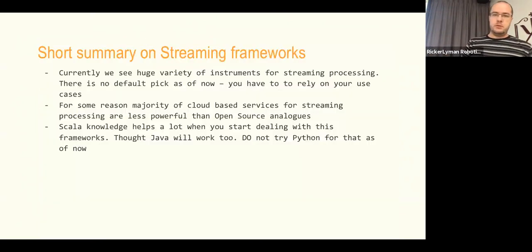Few recommendations on that? Questions on streaming? All clear or nothing is clear?